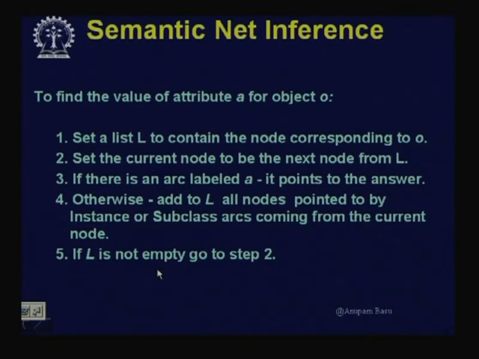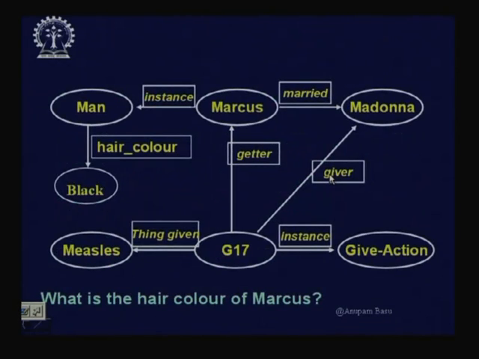So, if we do not find an answer, we add to L all nodes pointed to by instance or subclass arcs coming from the current node, and if L is not empty, that means there is a possibility of exploration. We will set the current node to be the next node, and we will see if there is an arc labeled A at that point. All right. So, this is the search mechanism that we use in semantic nets.